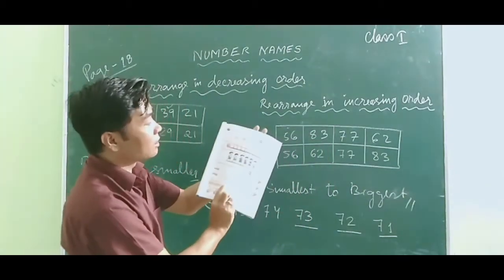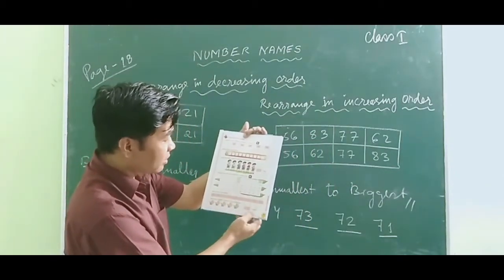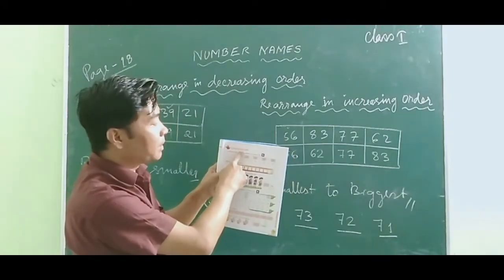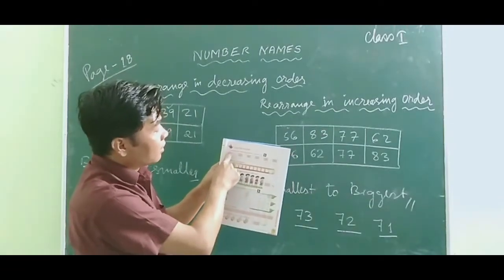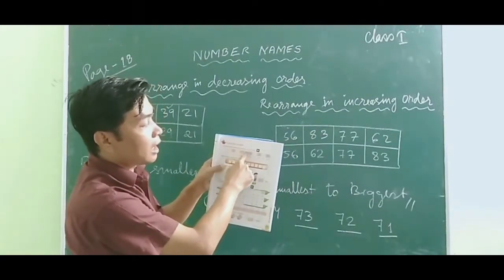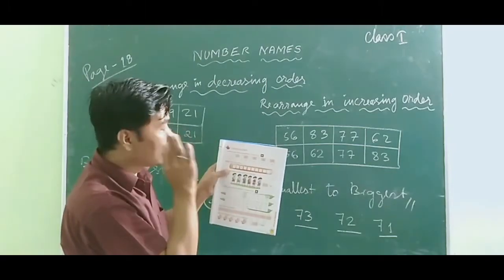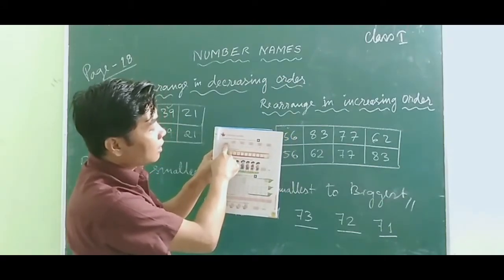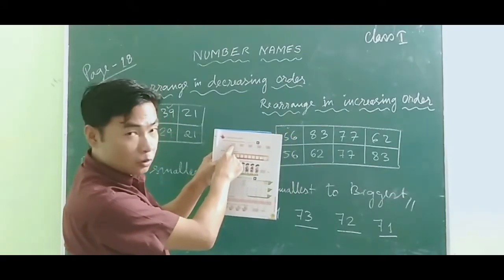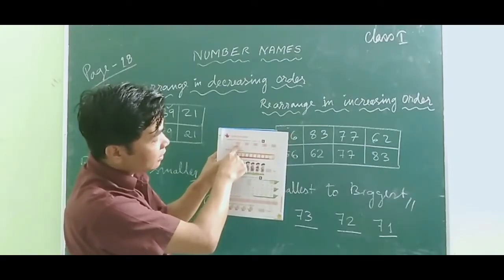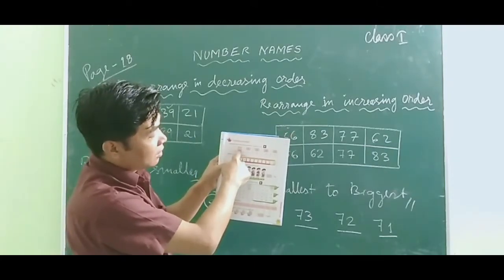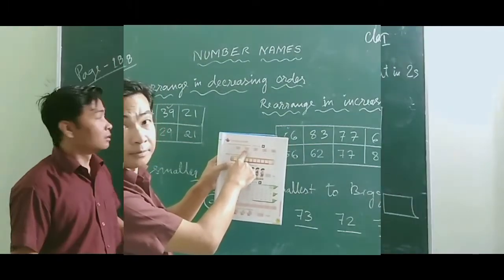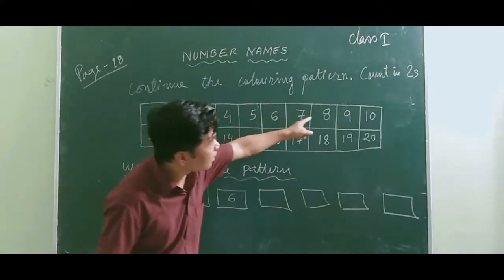Now if you turn to the next page, page number 19, okay, counting in jumping. Jumping means skipping the number, okay. Continue the coloring patterns, count in twos. That means we have to count in twos and we have to color it. In this question, 1 and then comes 2. So in 2 the color is already done here, and then we skip 3. 2, 3, 4. Then comes here 4. Color it.